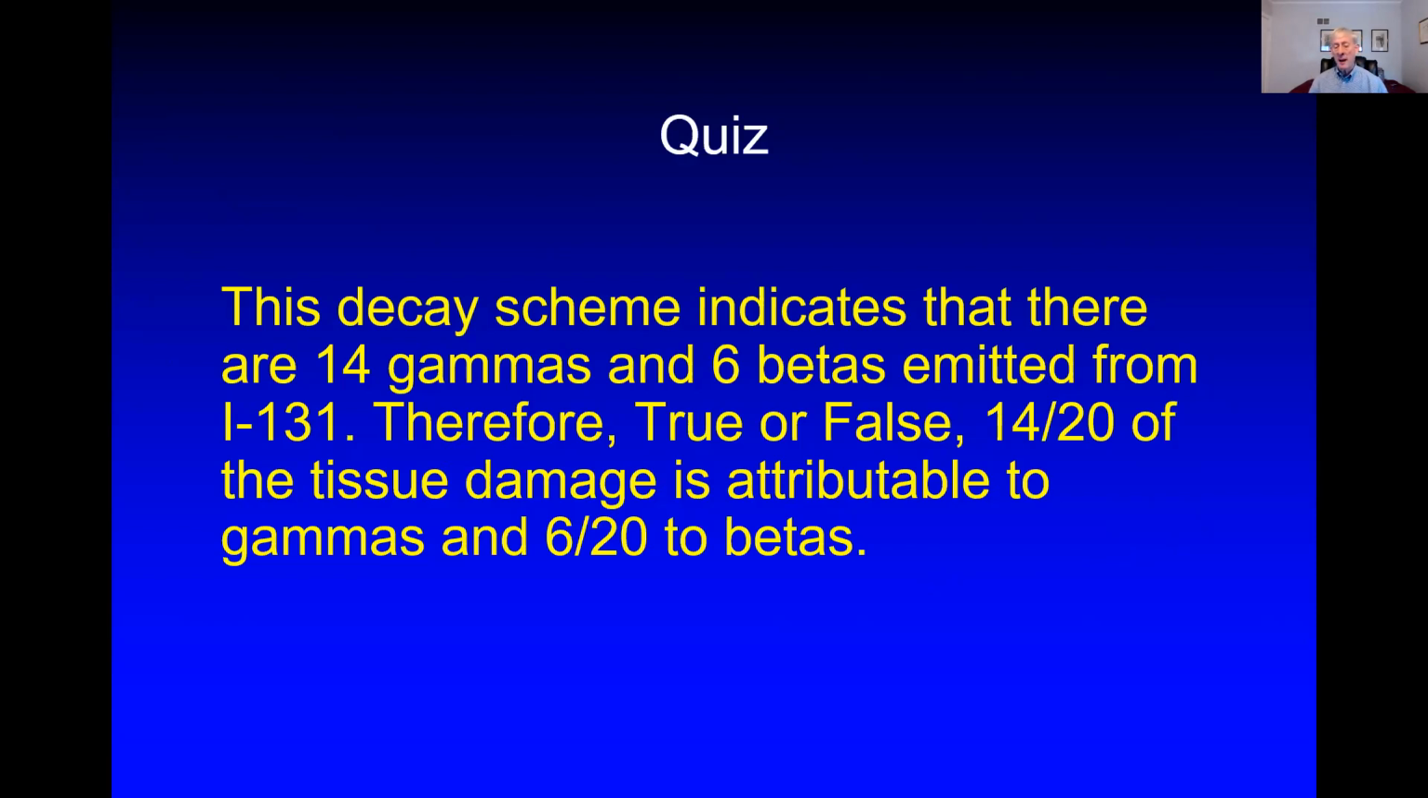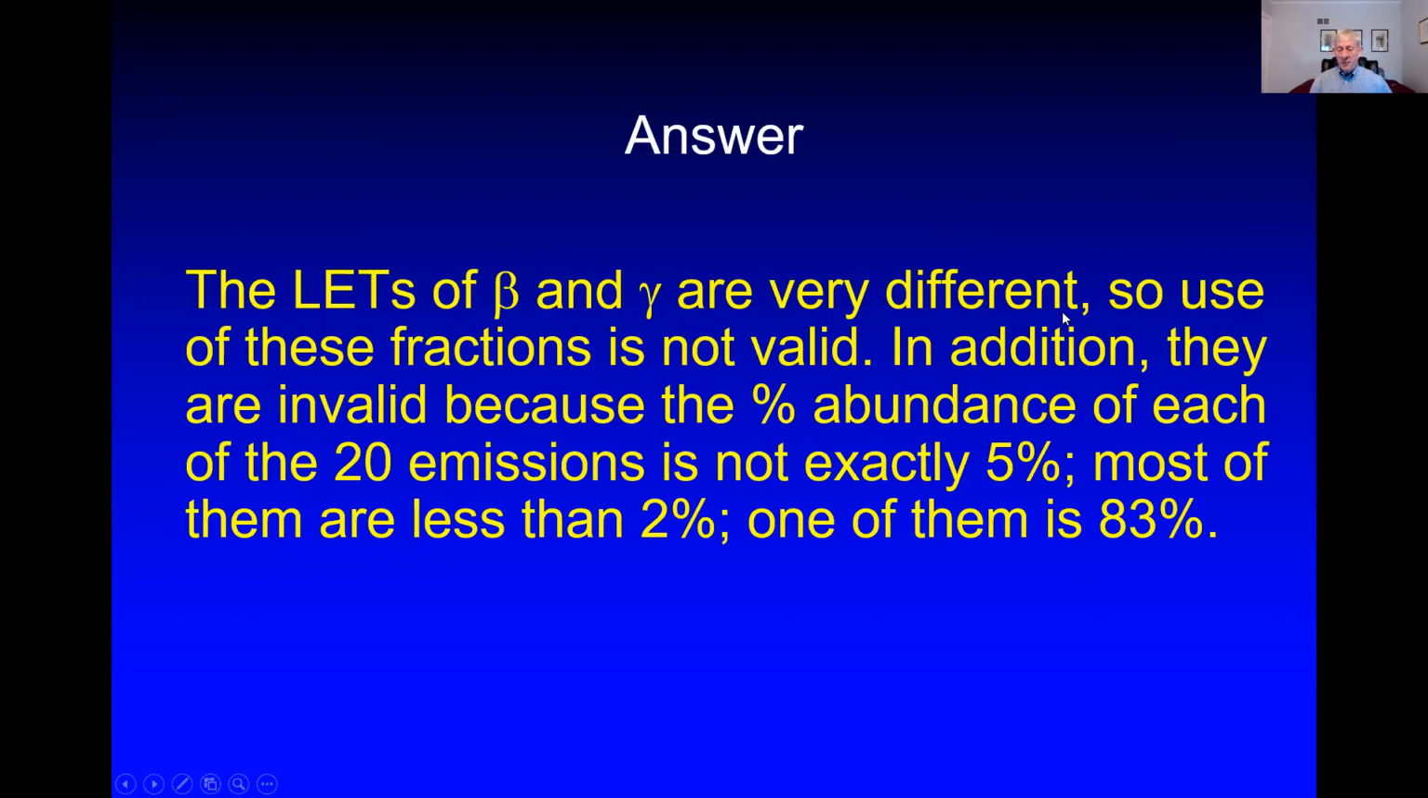So which is more damaging, betas or gammas? The betas are more damaging. Sure. So we can't assume the factors of 14/20ths or 6/20ths because all you're looking at there is percent abundance, and you're not even considering the LET. We know that the betas are much more damaging, so this is a false assumption for that reason. It's also a false assumption for another reason, which is that you don't know what the percent abundances of those are. But the only way that it could be 14/20ths and 6/20ths is if each of these had a percent abundance of exactly 5%. And actually, none of them does. So here are your answers. The LETs are different. And the percent abundances vary all over the place.